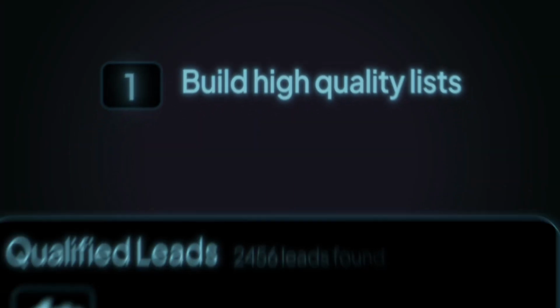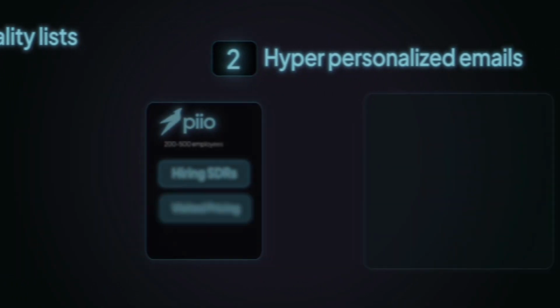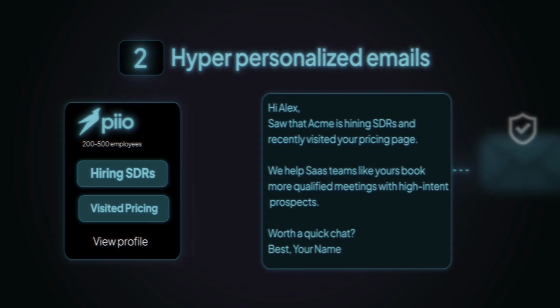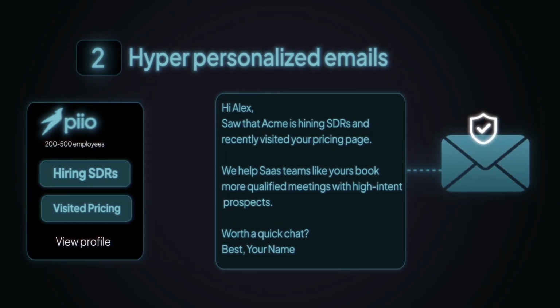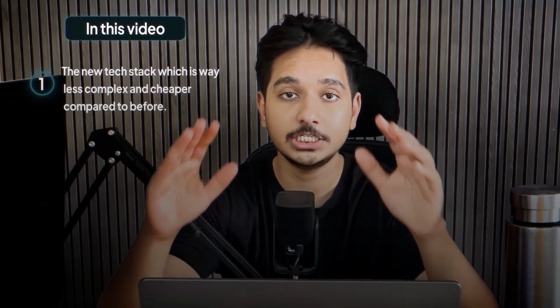use. Now you can build high quality lists with buying signals and send hyper personalized emails at scale without landing in spam. All without relying on expensive tools and way more efficiently compared to before. In this video, I'll walk you through the new tech stack, which is way less complex compared to before and is way cheaper as well.